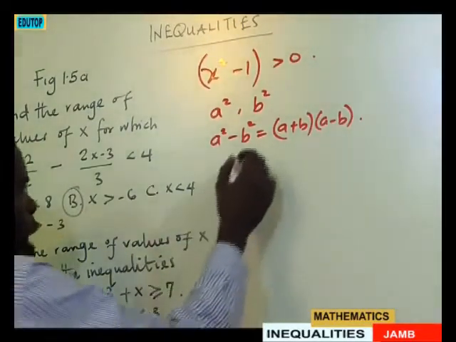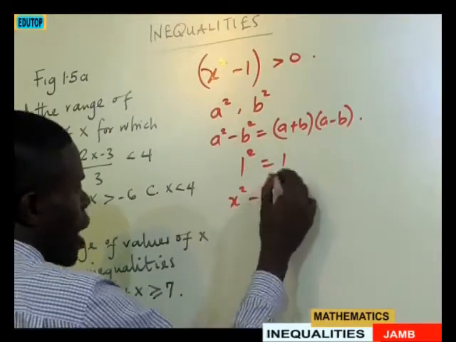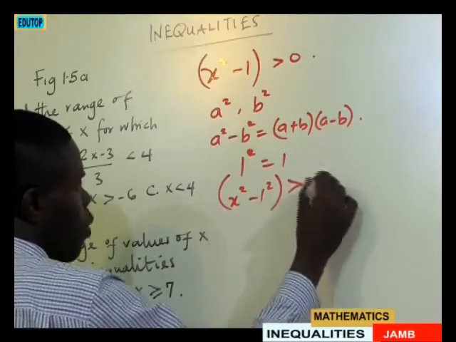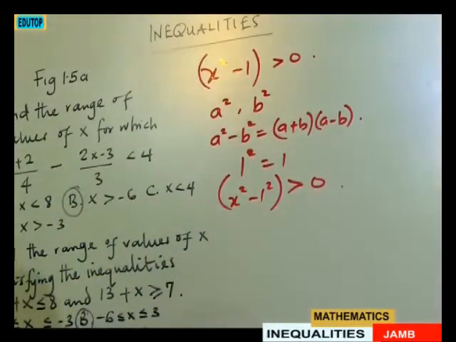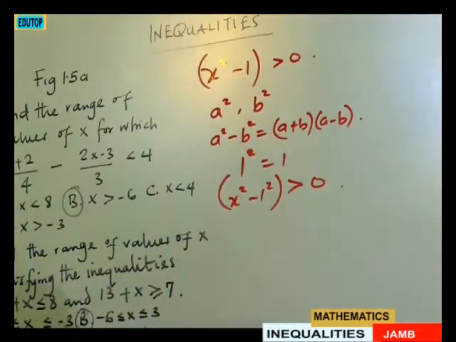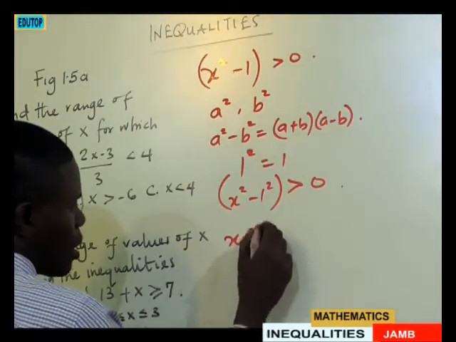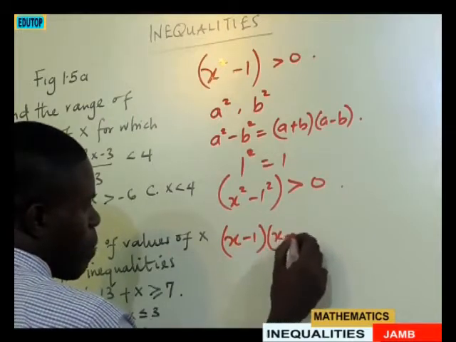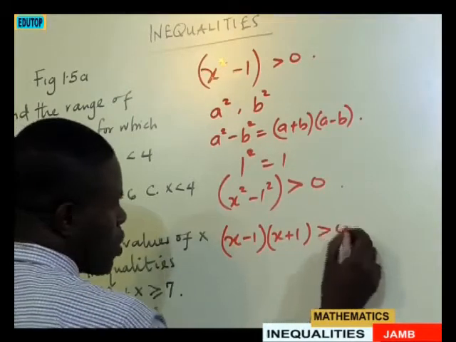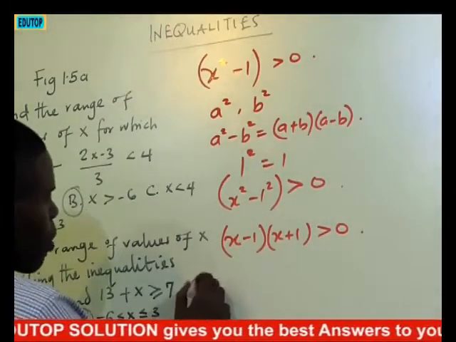In this situation, we know that 1 squared is 1. So automatically we can say x squared minus 1 squared without violating the fundamental principle of mathematics, and it still remains the same, because 1 squared is the same thing as 1, and that has not tampered with the original equation. Now the next thing to do is we apply difference of two squares here. So it will definitely be x minus 1, x plus 1 is greater than what? 0.